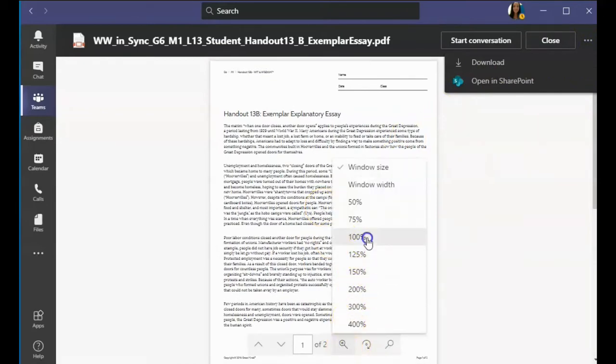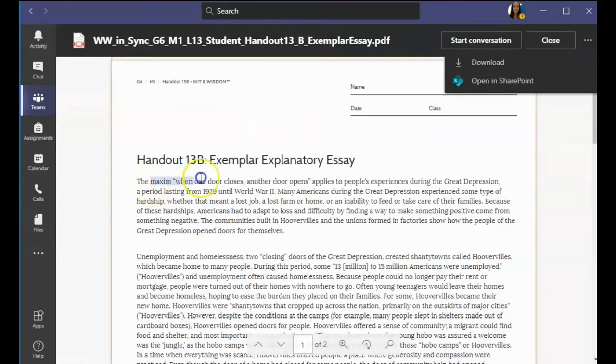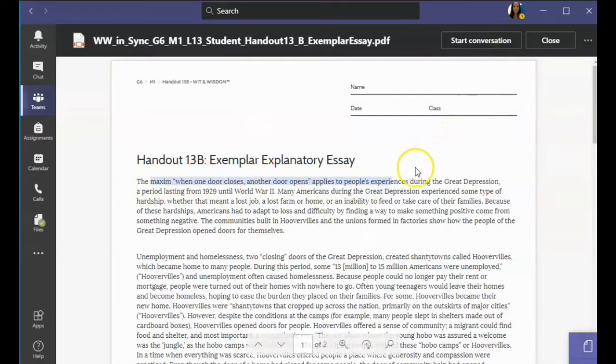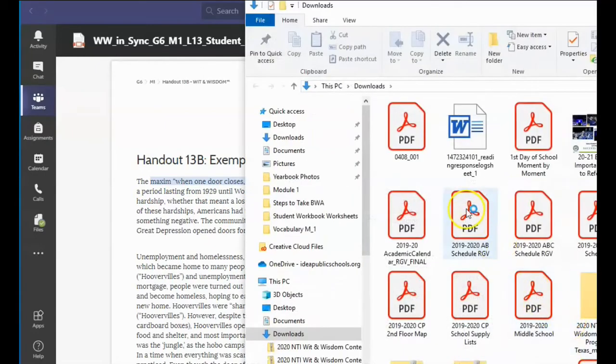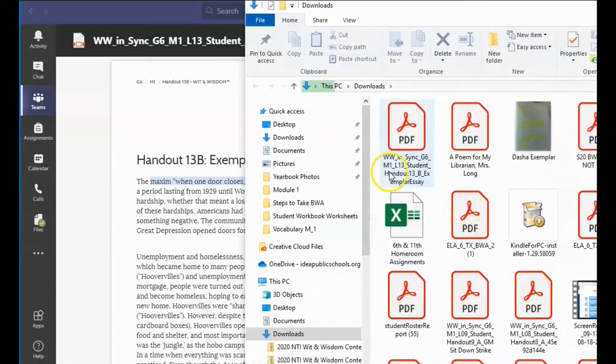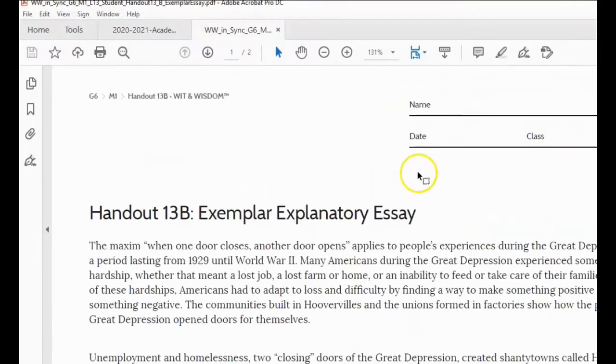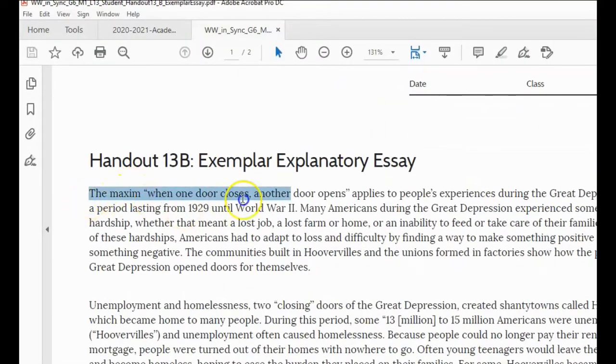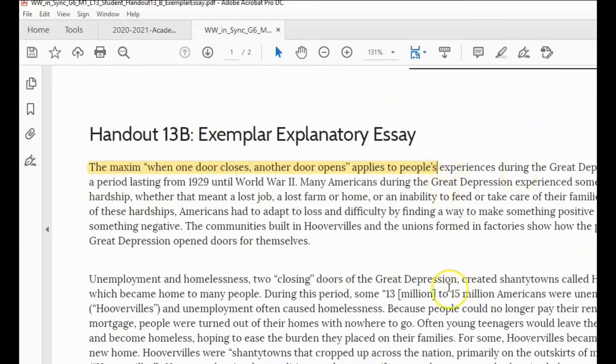If I zoom in, I can actually follow along with what I'm going to be reading. Now, I would suggest downloading it because if you download it to your computer, you will actually be able to highlight it. So notice how I downloaded it, right? This is in my downloads. It pops up for me. If I click that, I'll be able to actually highlight some of the important information that I'm going to be reading in this example for us.